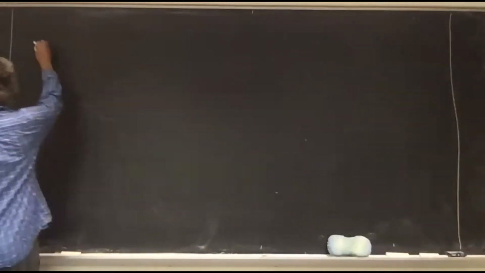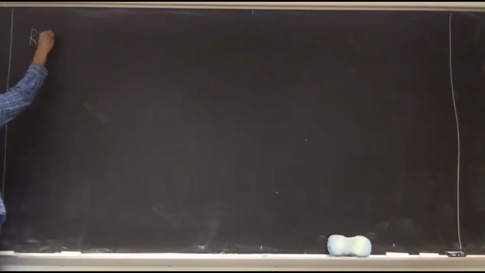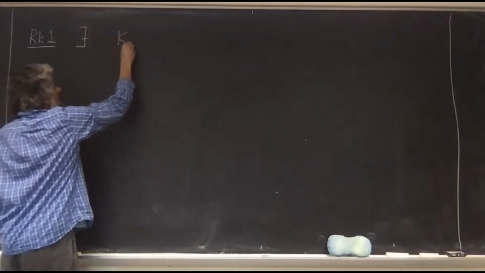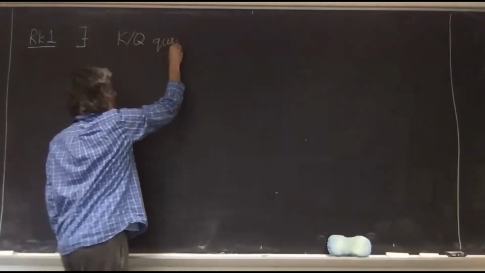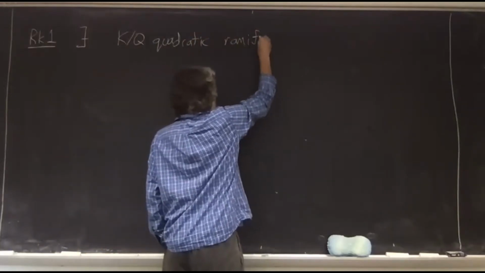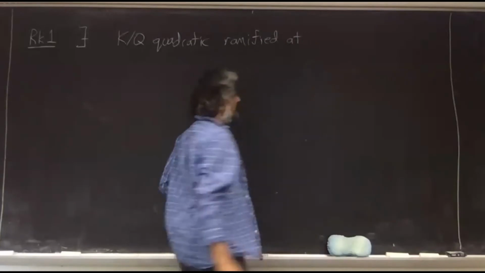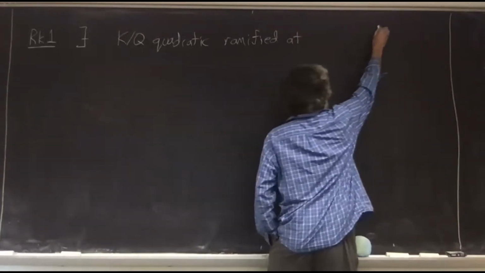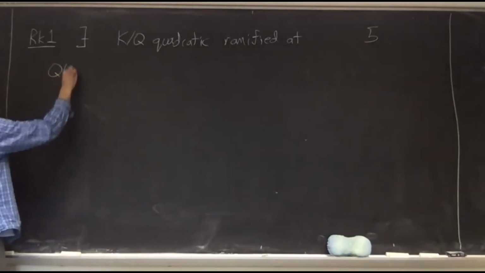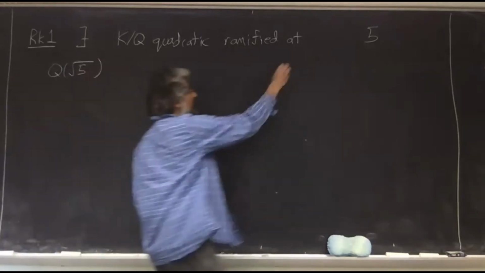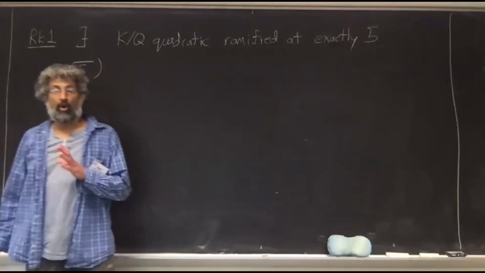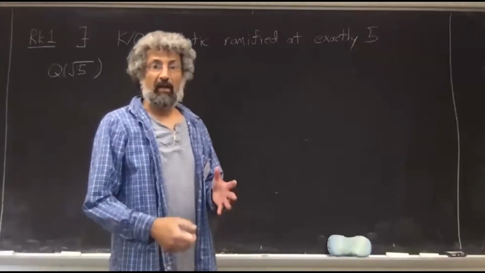So maybe the first thing I will say is a remark. Here's a quadratic extension, ramified at 5. Of course, we all should know what this is. It's just Q root 5. But I want to emphasize that we want to study ramification at exactly a list of primes.